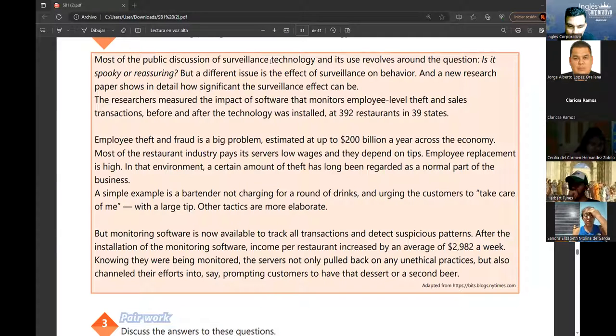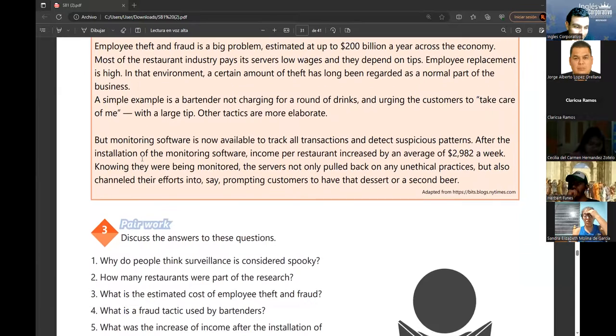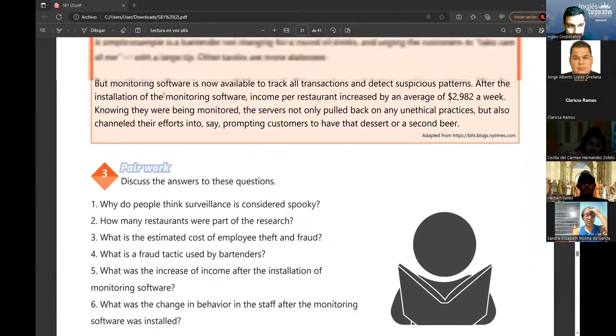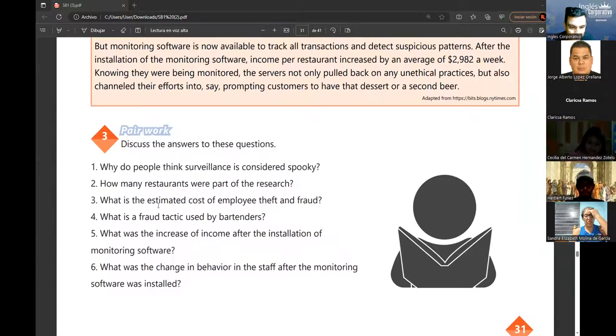Okay, so we need to read again, and this time we're going to answer these questions. Vamos a leer y vamos a contestar las preguntas. Okay, vamos a darles 5 minutes. Okay, here we go.